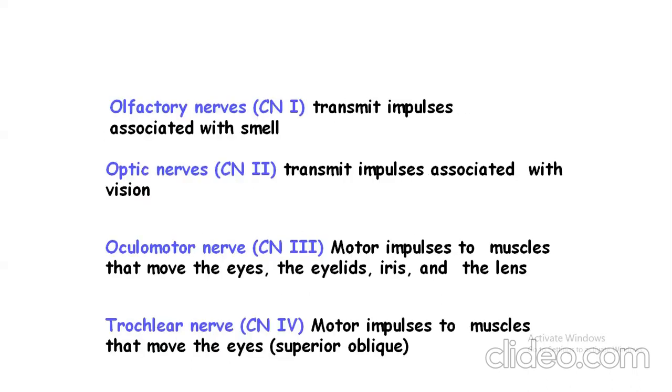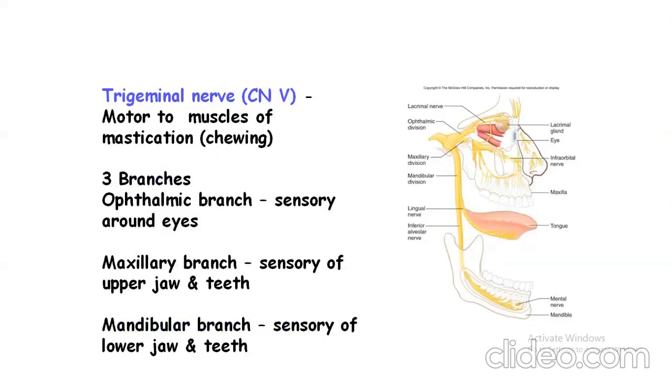Now the first one is the olfactory nerve. The first cranial nerve transmits the impulses associated with smell. The second is the optic nerve. It transmits the impulses associated with vision. Third is the oculomotor nerve, which carries motor impulses to muscles that move the eyes, the eyelids, iris and the lens. Next one is the cranial nerve fourth, which is the trochlear nerve, carrying motor impulses to the muscle that moves the eye, which is the superior oblique.